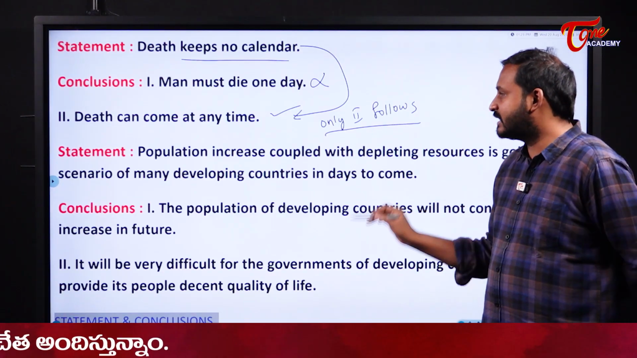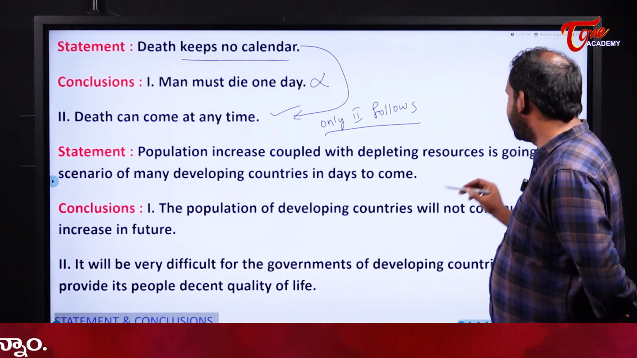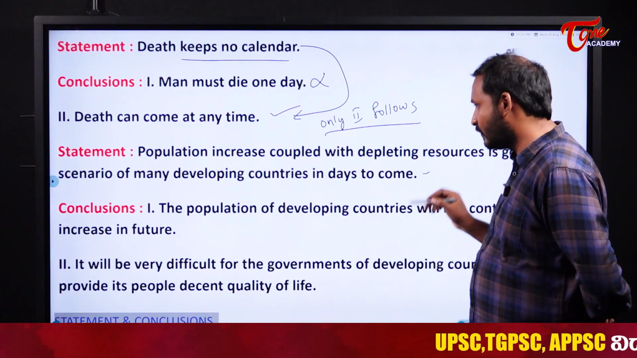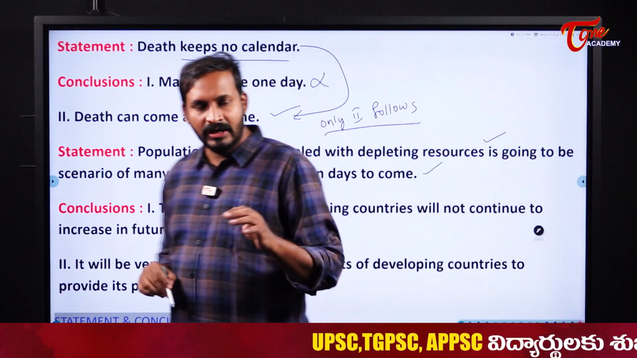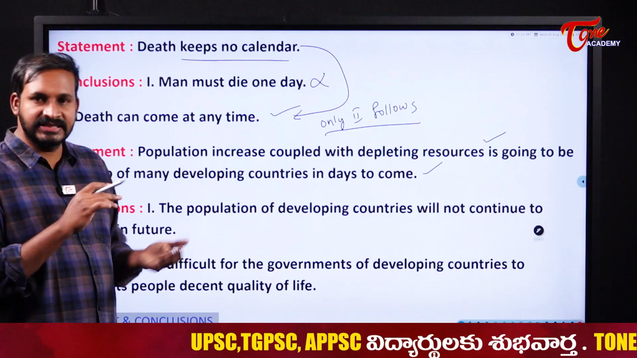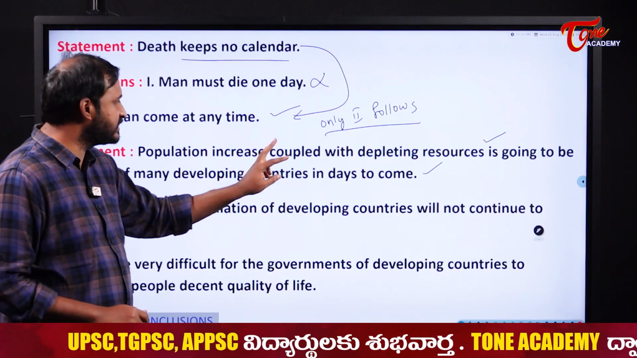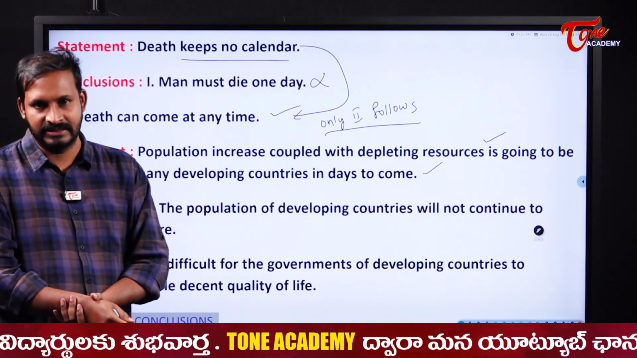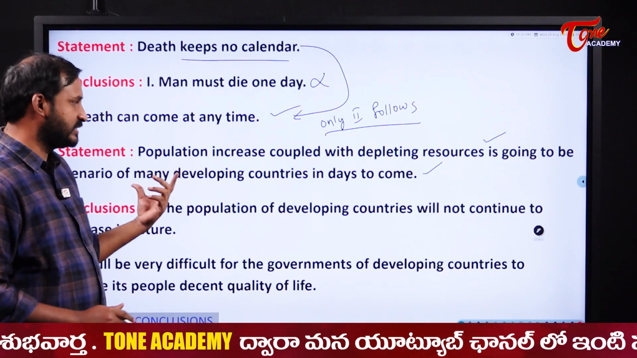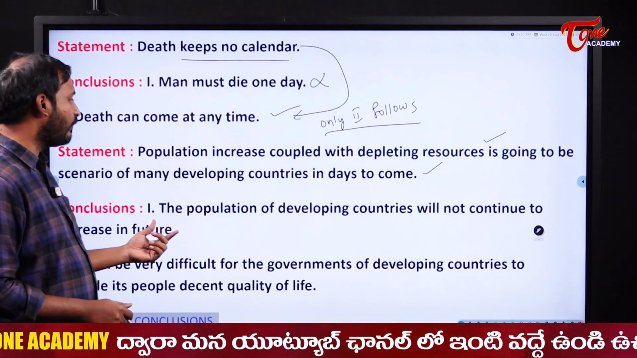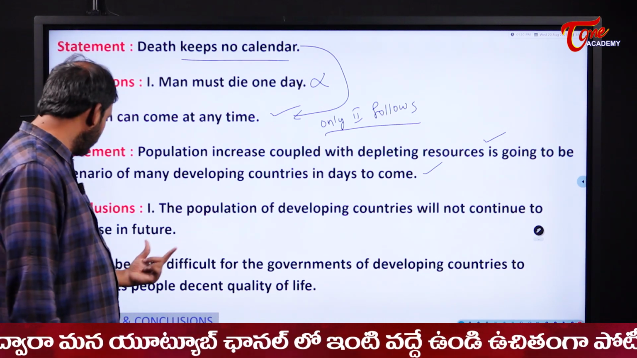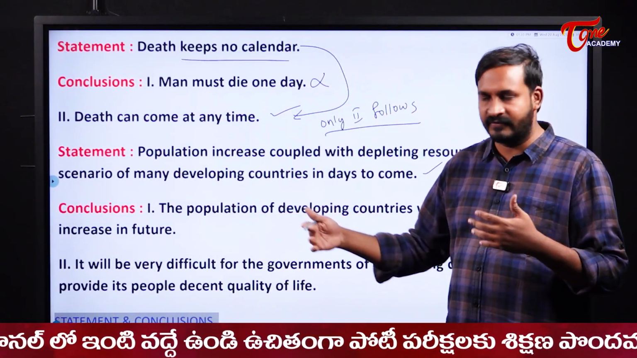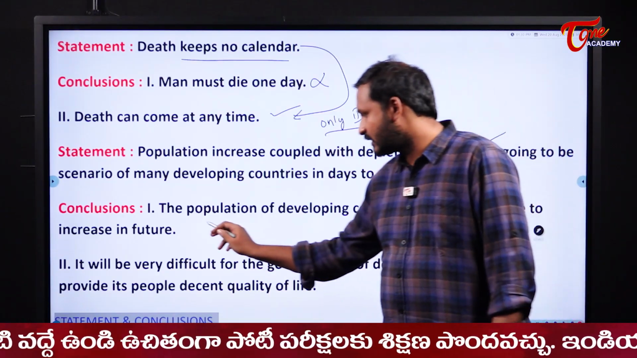Next, population increase coupled with depleting resources is going to be the scenario of many developing countries in days to come. Okay. See, the resources are already depleting. Because of the population increase, it is depleting at a double pace. That is the meaning of this one in the coming days. Now, the population of developing countries will not continue to increase in future. See here students, does this speak anything about the increase in the future or present? No, right? So that is not correct.